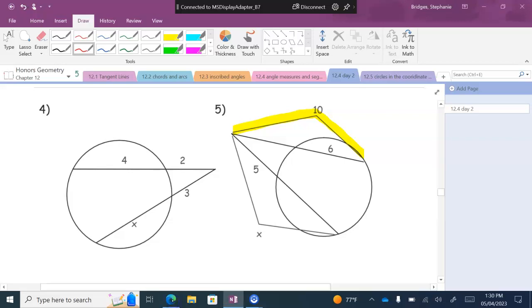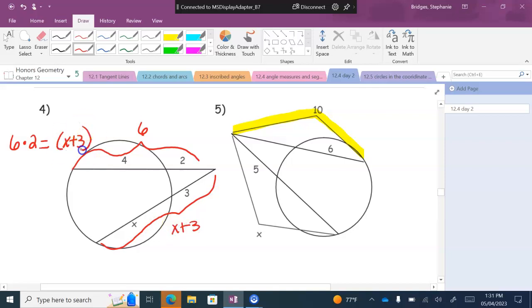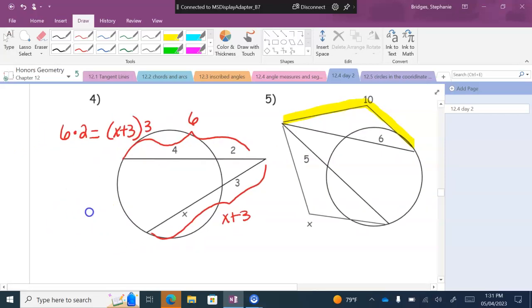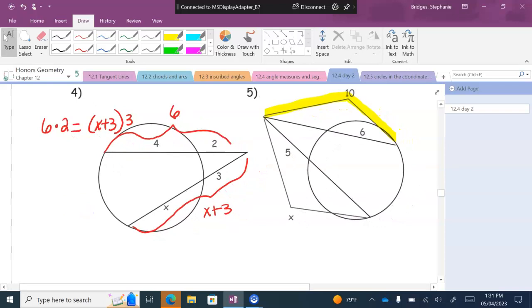How do I find the length of this whole? You add them. 4 plus 2 is 6. So it's going to be the whole times what's the outside piece? 2 equals, be careful here. What is the whole going to be here? X plus 3, times the outside piece, which is 3. Wait, is that a 6 all the way? Yes. Sorry. There, that's better. Make sense? All right, what's 6 times 2?